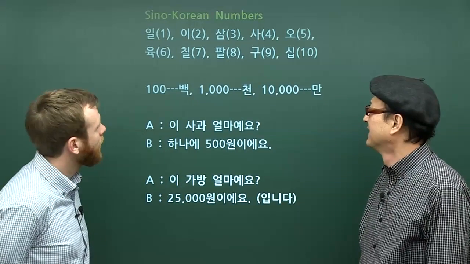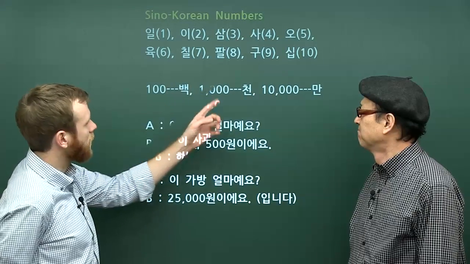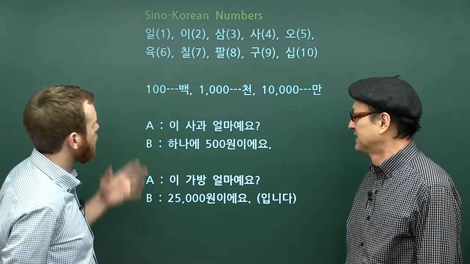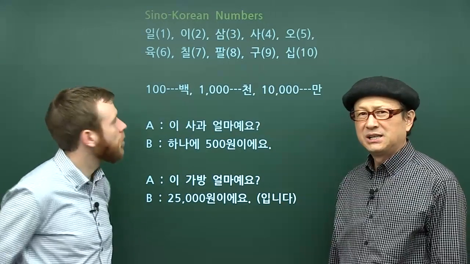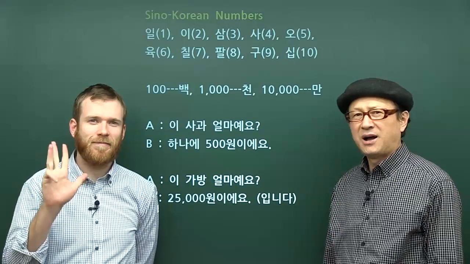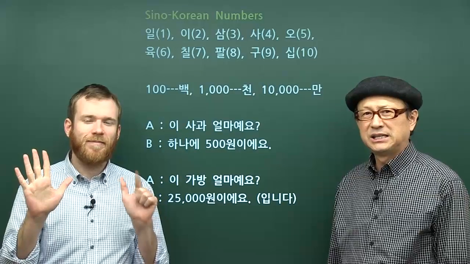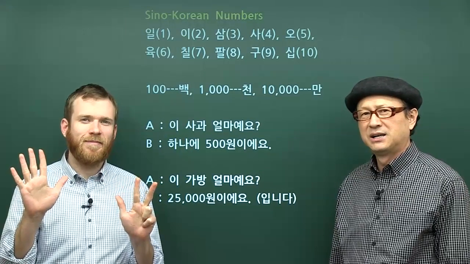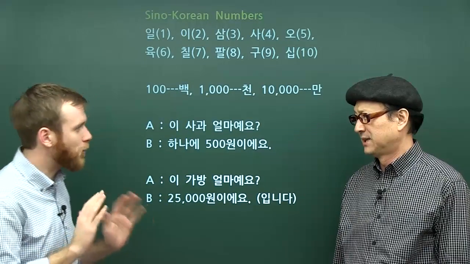Right? So we've got 1 to 10 up here, and then 100, 1,000, 10,000. So we're going to go through all of this. Let's start with 1 to 10. 일, 이, 삼, 사, 오, 육, 칠, 팔, 구, 십. Okay, so that's 1 to 10.